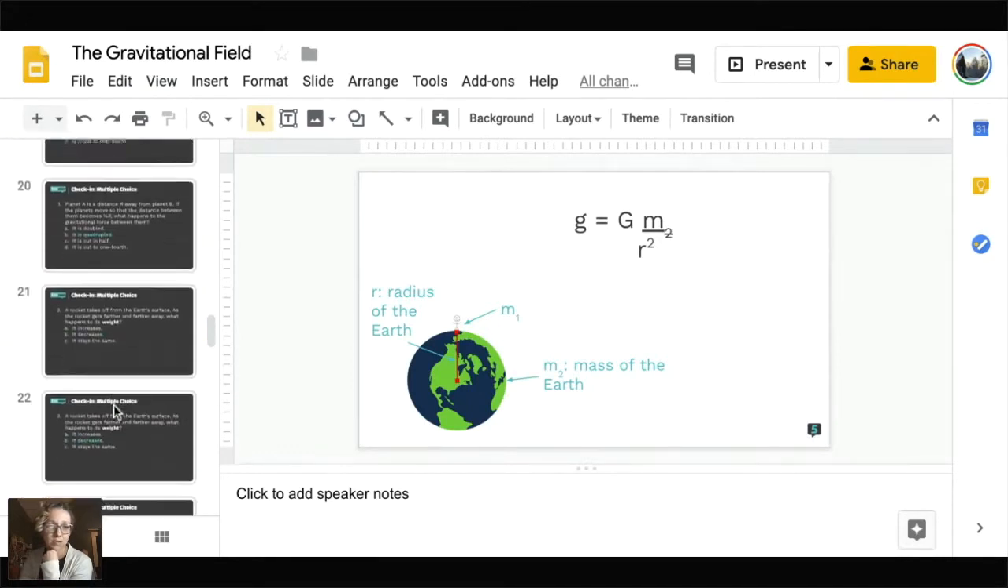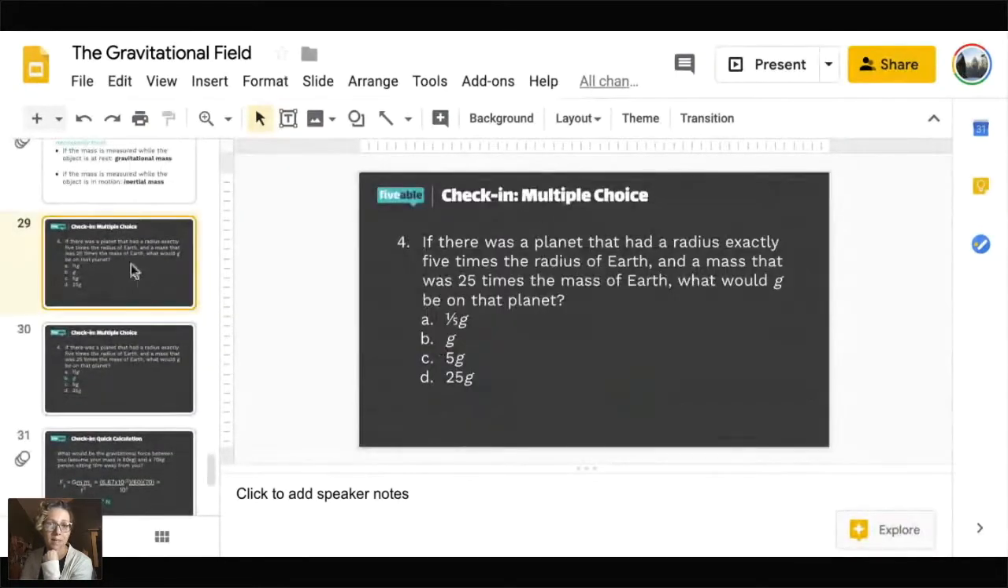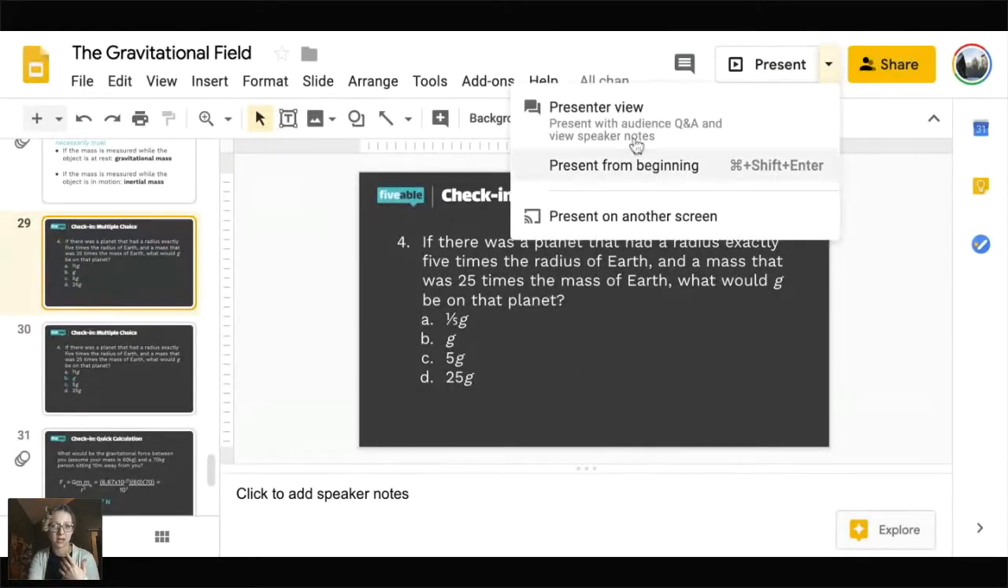So if I go back to my problem here, we saw that the mass is 25 times. So picture multiplying the numerator by 25. And the radius is 5 times. So we've got the radius in the denominator, but remember it's squared. So 5 squared is also 25. So what you end up with is 25 in the numerator, 25 in the denominator, and they're just going to cancel each other out.